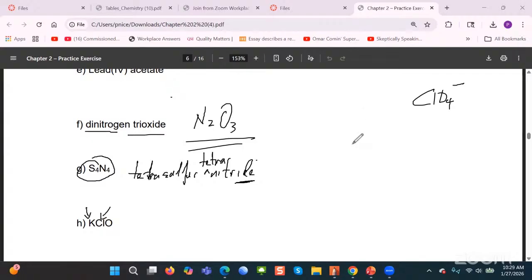Exactly. Kayla, you're correct. So the name of this compound is potassium hypochlorite. All right. Okay, very good. Let me clear this.